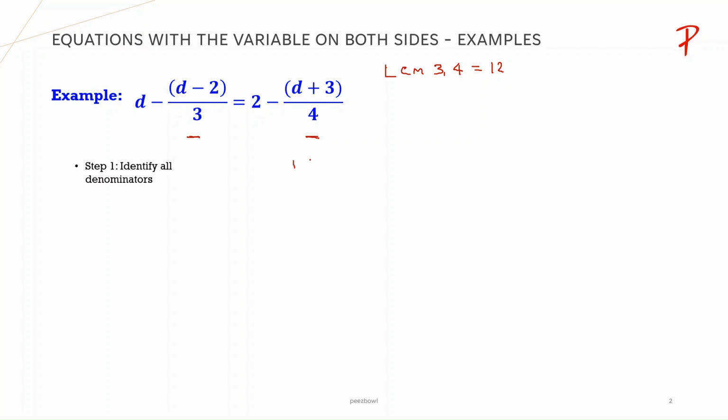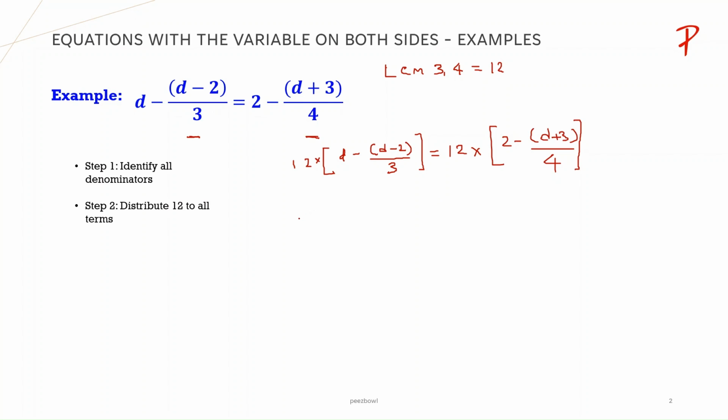We will have 12 multiplied by the LHS, which is d minus (d minus 2)/3, and on the RHS we have 12 multiplied by 2 minus (d plus 3)/4. Now step 2 is to distribute 12 to all terms. Here on the LHS, 12 will be multiplied by both d and (d minus 2)/3. Let us simplify both sides.